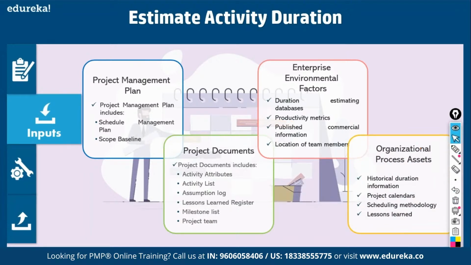Then comes organizational process, historical duration. This is information from earlier projects, which you can use. Project calendar. What is a project calendar? If a project is running on 2 shifts, you'll have 2 project calendars. 3 shifts, 3 calendars. So you have to plan schedules in all the calendars, isn't it? Then scheduling methodology. You have precedence diagramming method, activity on node, so many methods, critical path, critical chain. Okay, you can decide what has to be applied. Fine.